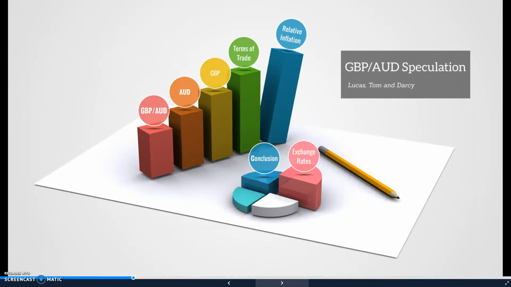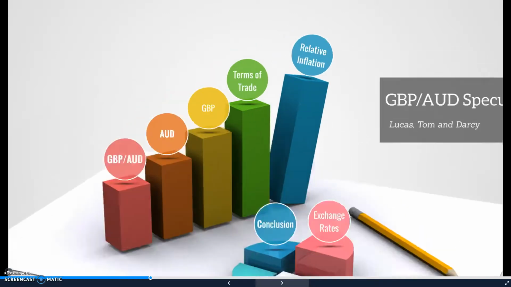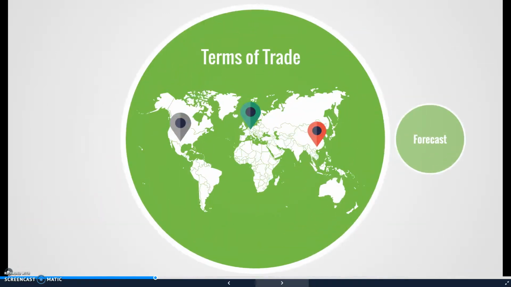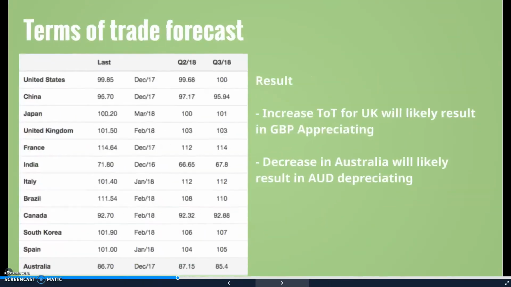So moving on to one of the main theories that leads us to our conclusion in regards to the relationship between our currency pair is the terms of trade, which is the ratio of an index of a country's export prices compared to the index of its import prices.